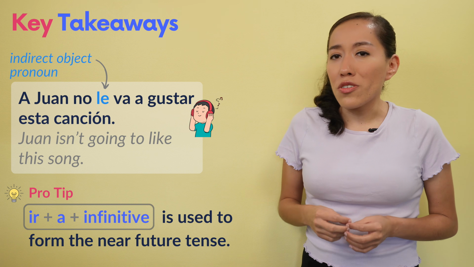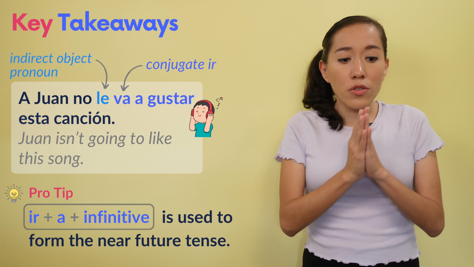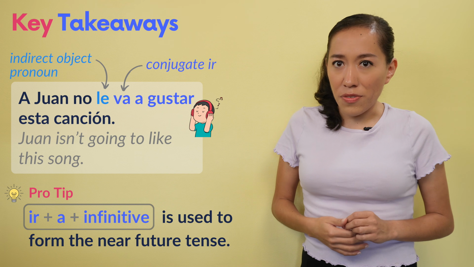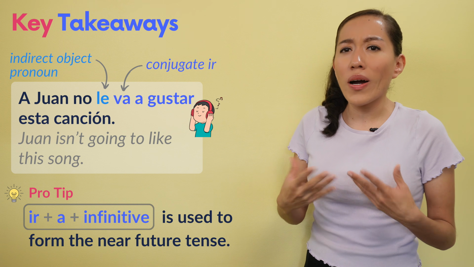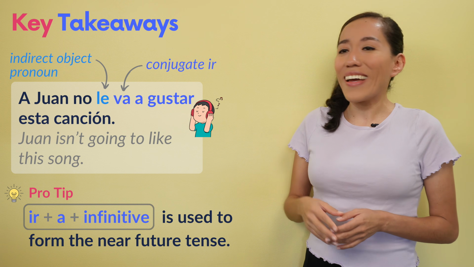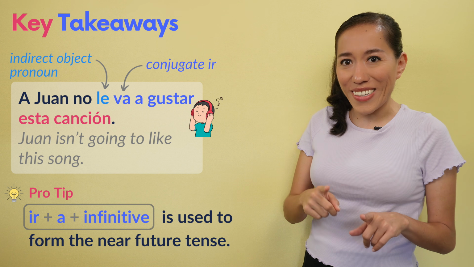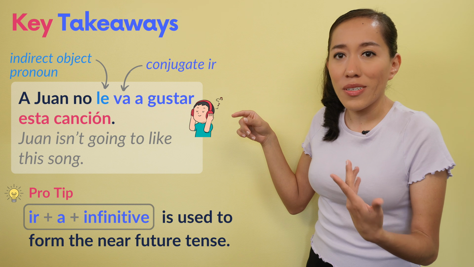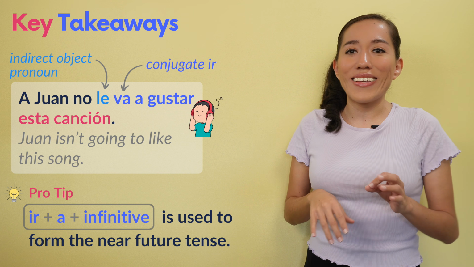That means that I'm going to conjugate ir. And I'm still following the same rules. I'm going to conjugate based on the subject, the thing causing the feeling. ¿Cuál crees que es el sujeto en esta oración? What is causing the feeling? Muy bien, esta canción. Esta canción es un sujeto singular y la conjugación para el futuro próximo is going to be singular. A Juan no le va a gustar esta canción.